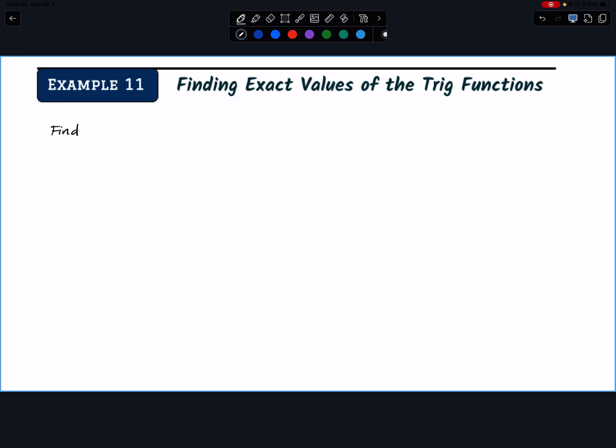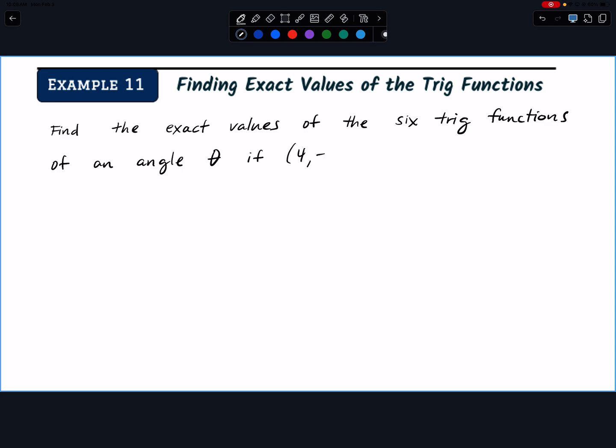find the exact values of the 6 trig functions of an angle theta if the point 4, negative 3 is a point on the terminal side of theta in standard position.